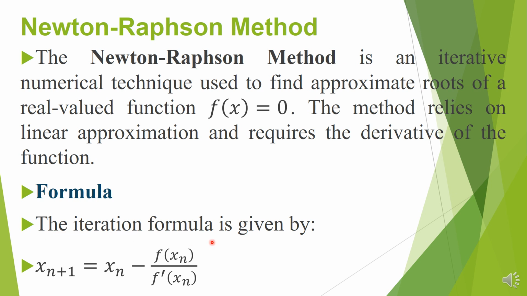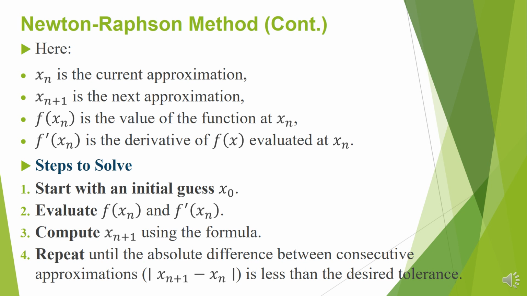The iteration formula is given by xn plus 1 equal to xn minus f of xn divided by f dash xn. Newton-Raphson method. Here, xn is the current approximation, xn plus 1 is the next approximation, f of xn is the value of the function at xn, f dash xn is the derivative of f of x evaluated at xn.